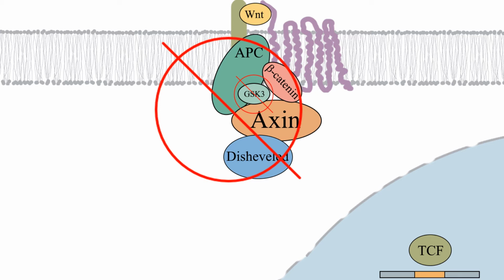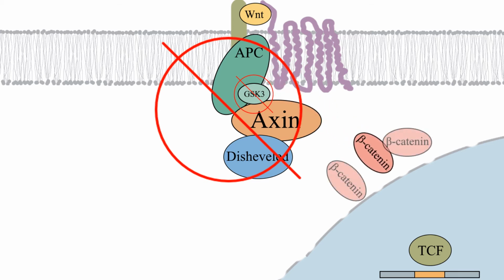This prevents the complex from phosphorylating β-Catenin. As a result, β-Catenin no longer becomes ubiquitinated and sent to a proteasome for removal. Instead, β-Catenin becomes stabilized and can now accumulate within the cell. This change to the degradation complex alters the fate of β-Catenin and ultimately controls gene expression.